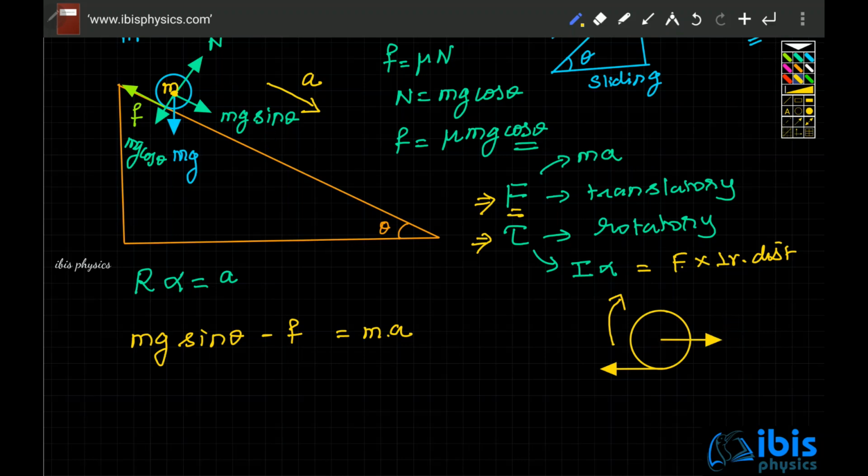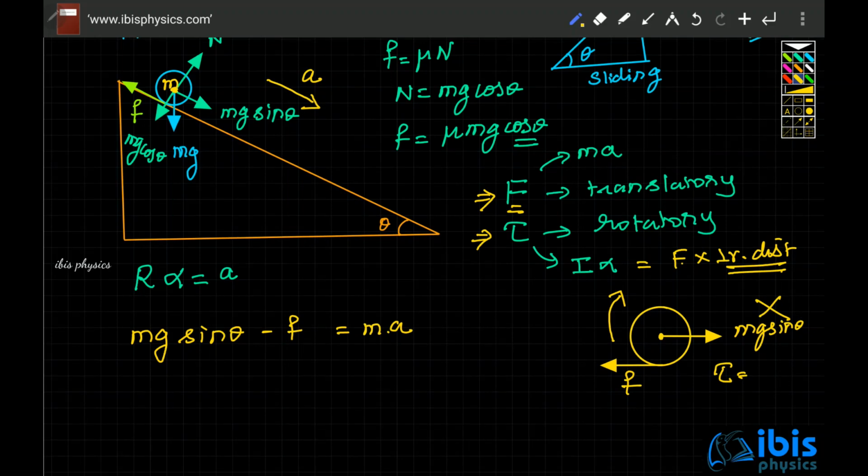This mg sin theta, because it is acting through the center of mass, has torque equal to 0, because torque is force into perpendicular distance from the axis of rotation. Because mg sin theta is acting through the axis of rotation, the perpendicular distance becomes 0 for this mg sin theta. So this mg sin theta will not produce any torque. Only this frictional force can produce torque. In such a case, force into distance from the axis of rotation, because whenever this object rolls, it rolls about the center O only.